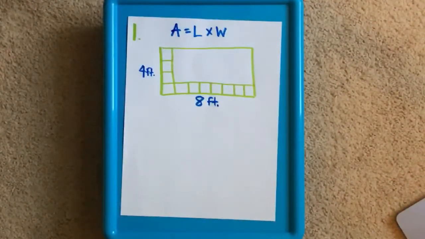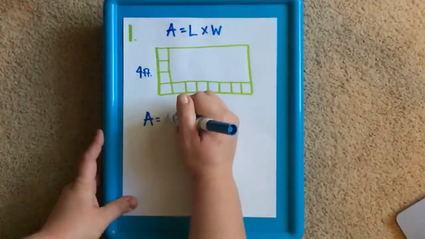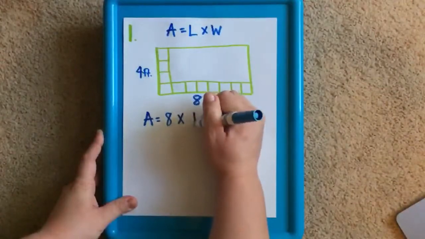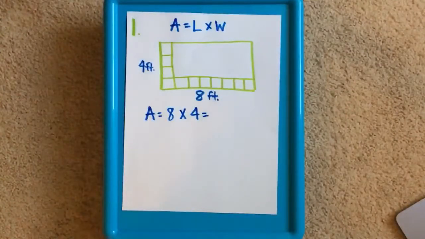Now, all we have to do is plug in those numbers to our equation. So area equals length times width. All right? So if you know your multiplication facts, you might know 8 times 4. But you can use any of the ways that we have gone over in class to solve 8 times 4. My favorite is equal groups. So I can do 8 groups of 4 or 4 groups of 8. I think I'm going to do 4 groups of 8.